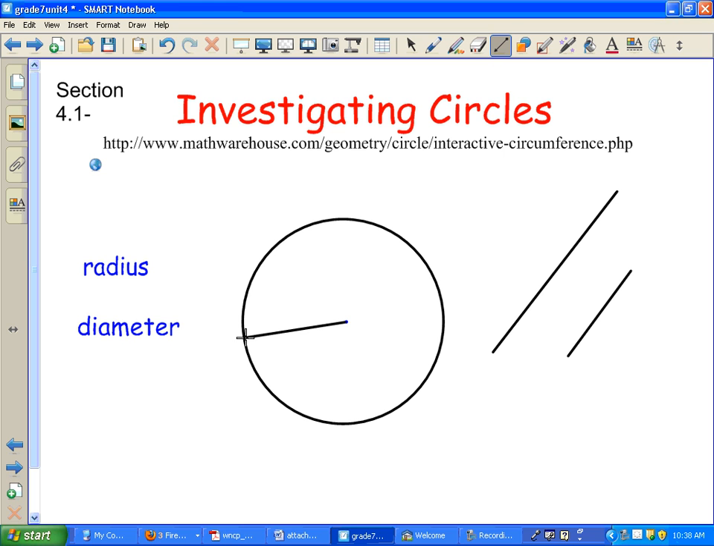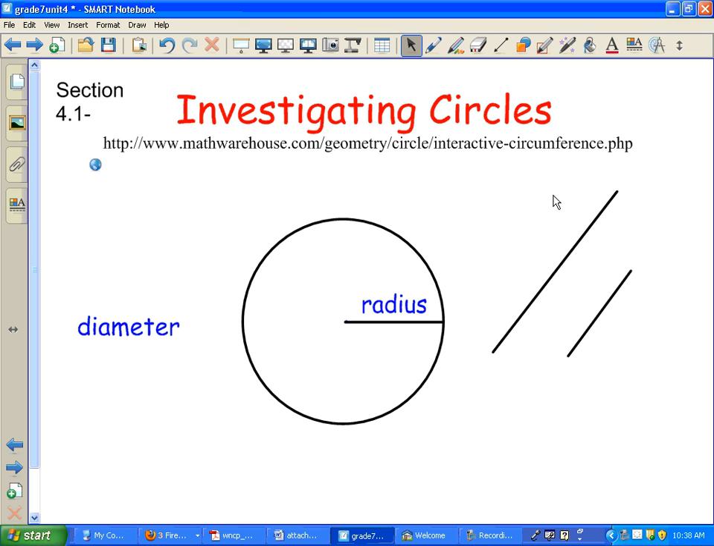So anywhere on the circle, you can draw it anywhere. There, there, there, wherever. And wherever you draw it, if you were to measure it, it's always going to be the same amount. From the center to any point will be the same amount. And we call that line that we draw from the center to any point the radius.